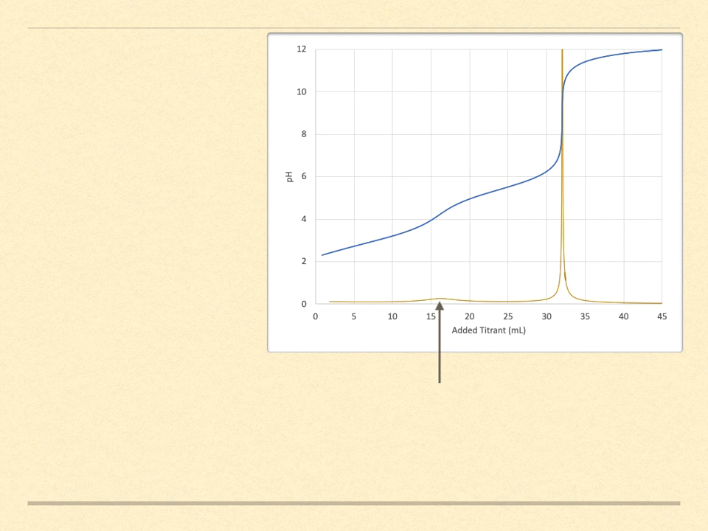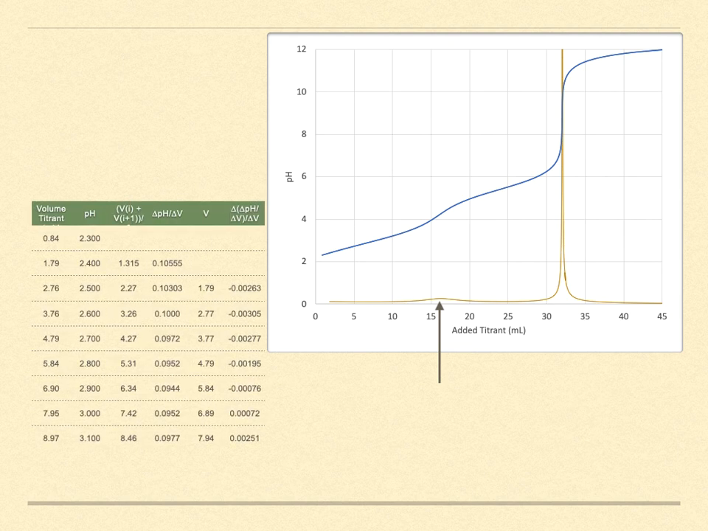Look at the curve again. As it approaches the equivalence point, the slope increases. This is why the first derivative becomes large. But right at the point of inflection, right at the peak of the first derivative curve, that's where the slope now starts to decrease. The first derivative curve starts to go down again.